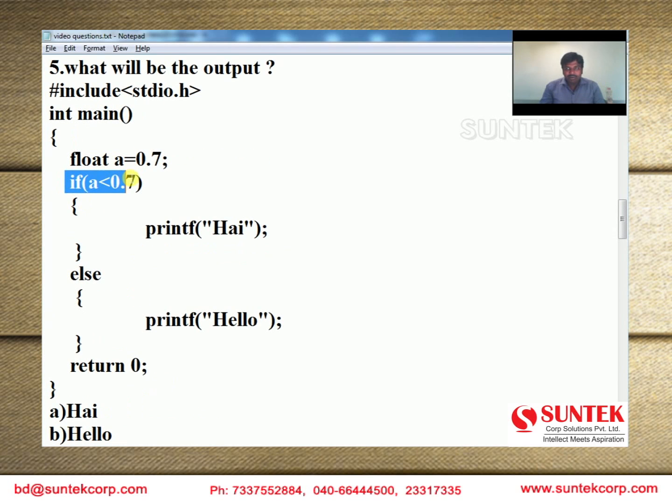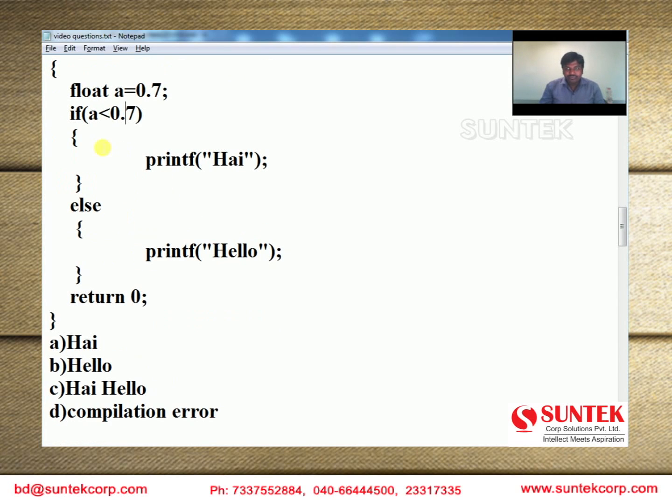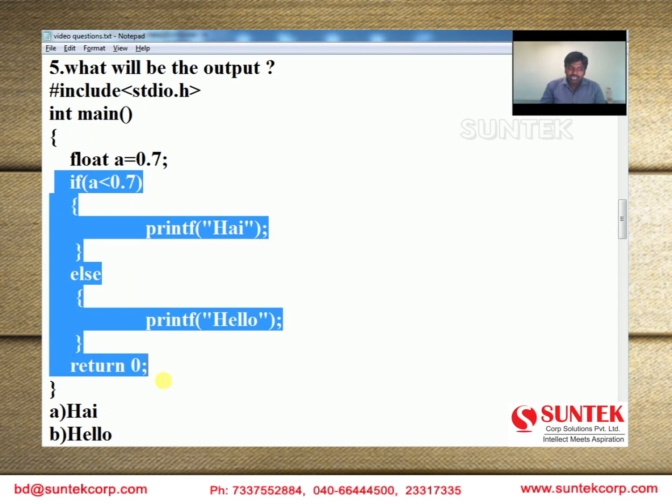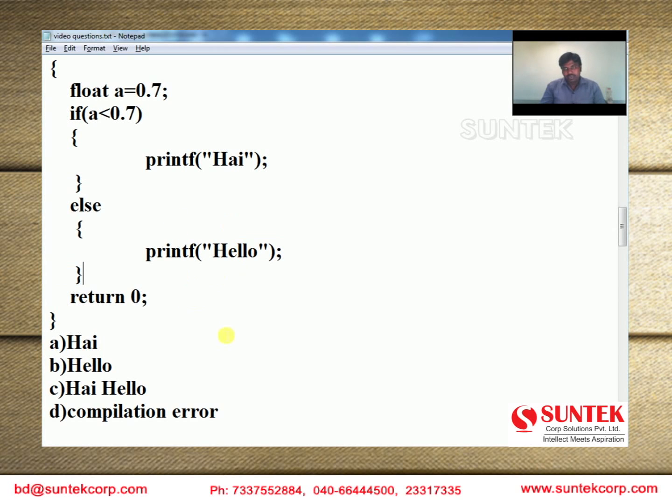Generally, most of the students will tell the output like this, right? What is a? a is 0.7. 0.7 is less than 0.7. If you think generally, what will happen? See, a is 0.7. 0.7 less than 0.7 is false. When it is false, the output is hello, right? But coming to the question, is this correct or not? Hi or hello? We'll check it now.